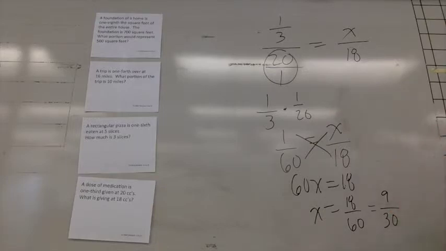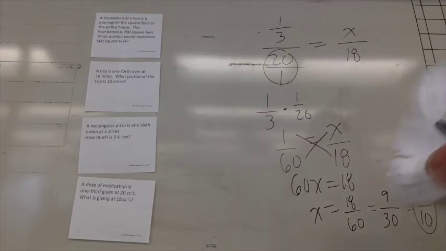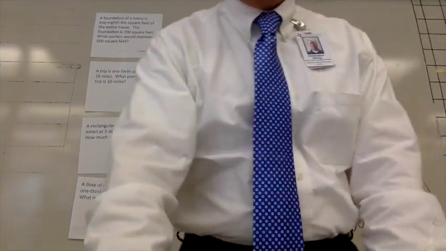Is there any other way that we can reduce this down a little bit further? 2 doesn't go into both of those, but the number 3 goes into both. So 3 goes into 9 3 times. 3 goes into 30 10 times. So if 1/3 of my medication is 20 cc's, well, 18 cc's is going to be 3/10 of our medication. That concludes this section of these lessons.